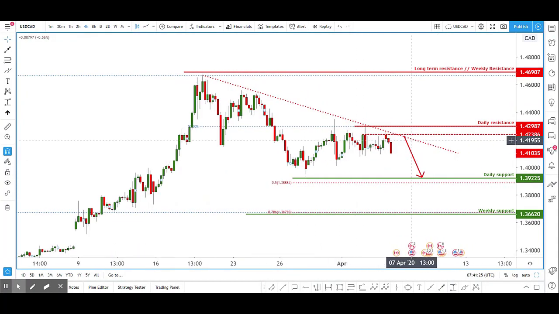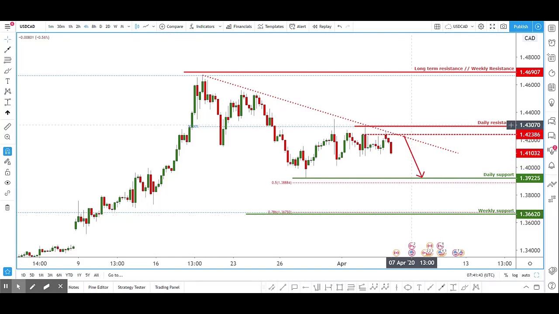So this will be my trade of the day, where as long as price is below daily resistance, I'll be bearish with my first take profit at daily support. When price reaches my daily support, I'll take partial profits of about 50 to 75%, move my stop loss to break even, and let the rest of the position run towards the weekly support.